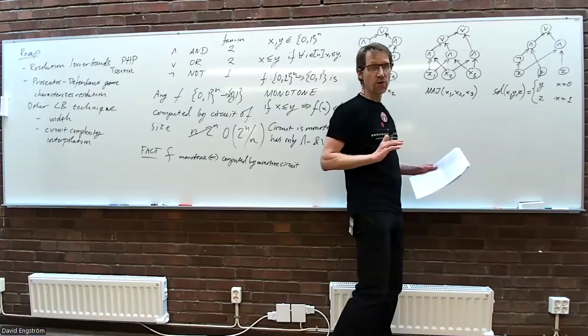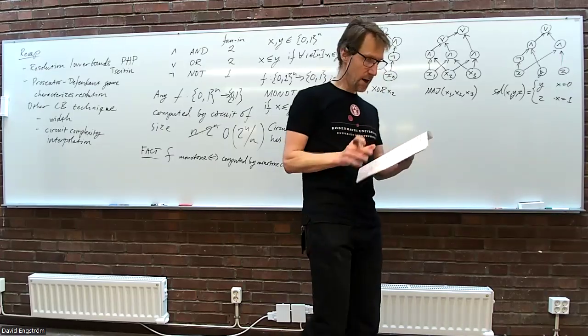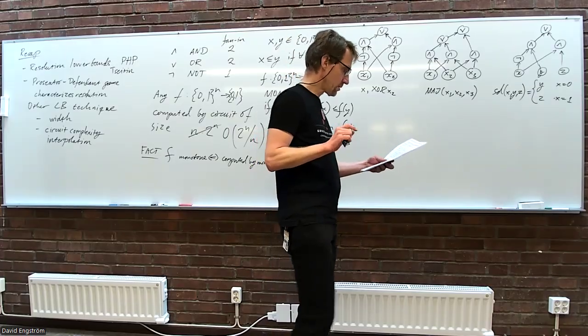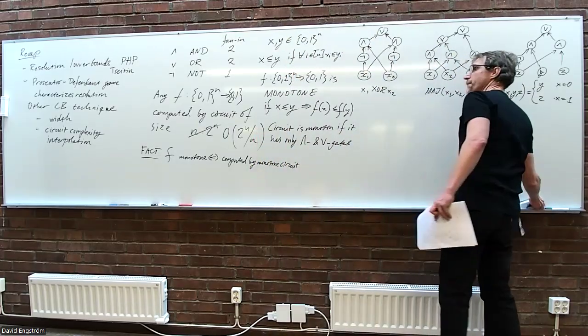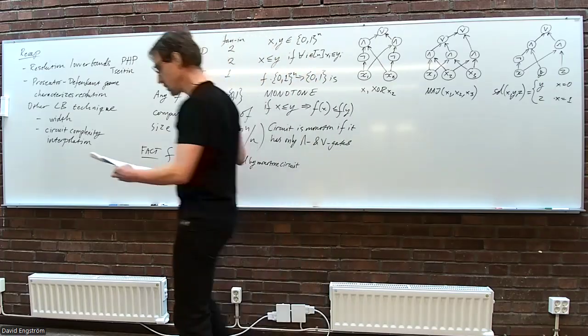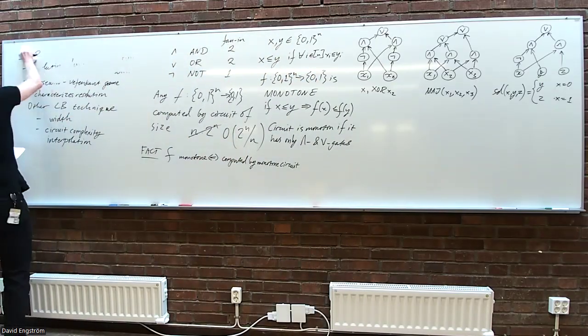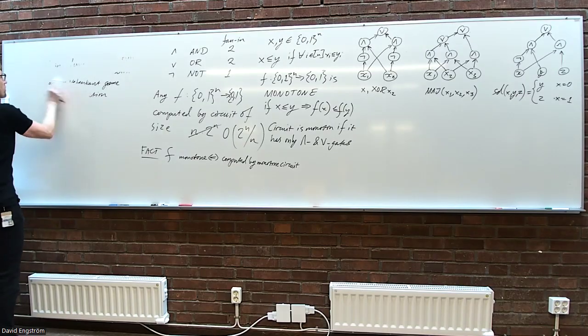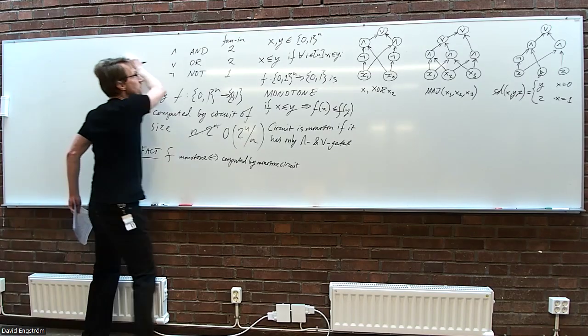And again, this is not a monotone function. But we're going to be interested in this function anyway. Okay, good. So now we know enough about circuit complexity to go back to proof complexity.